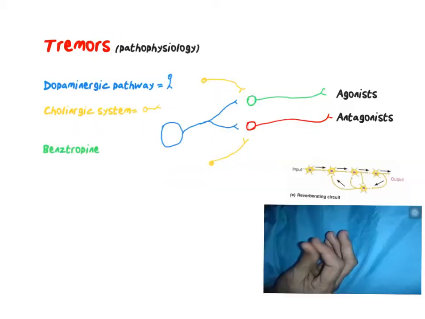Okay. Now the tremors, and the pathophysiology of tremors in Parkinson disease. Here we have the blue neurons, which are the dopaminergic system. The yellow one is the cholinergic system, and the green represents our direct pathway, and the red one our indirect pathway. Now, the dopamine will stimulate the direct pathway and lead to contraction of the agonist muscle to perform or initiate the movement.